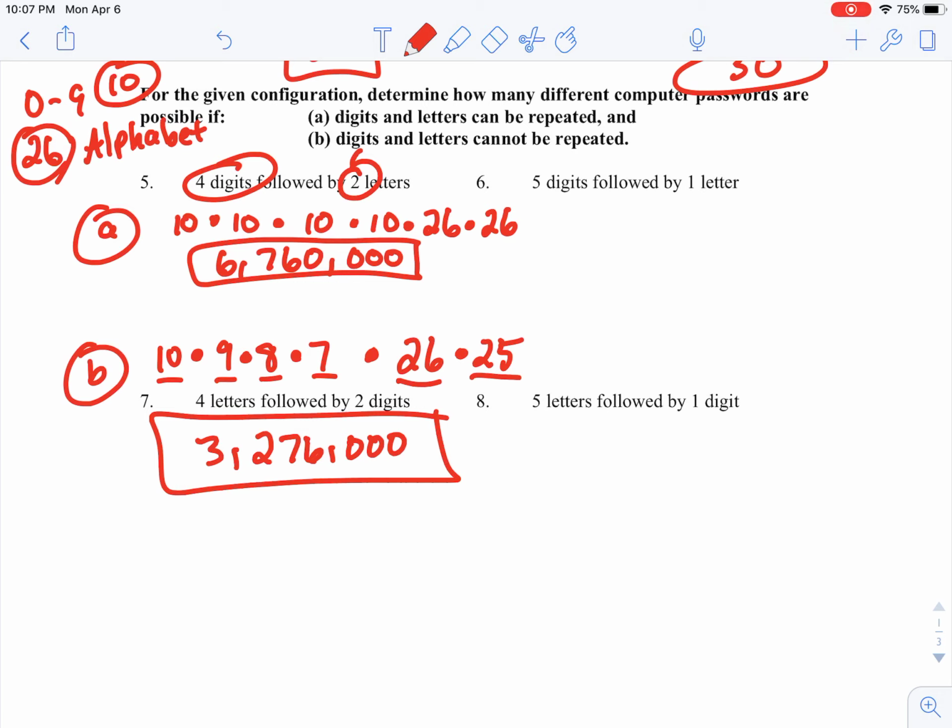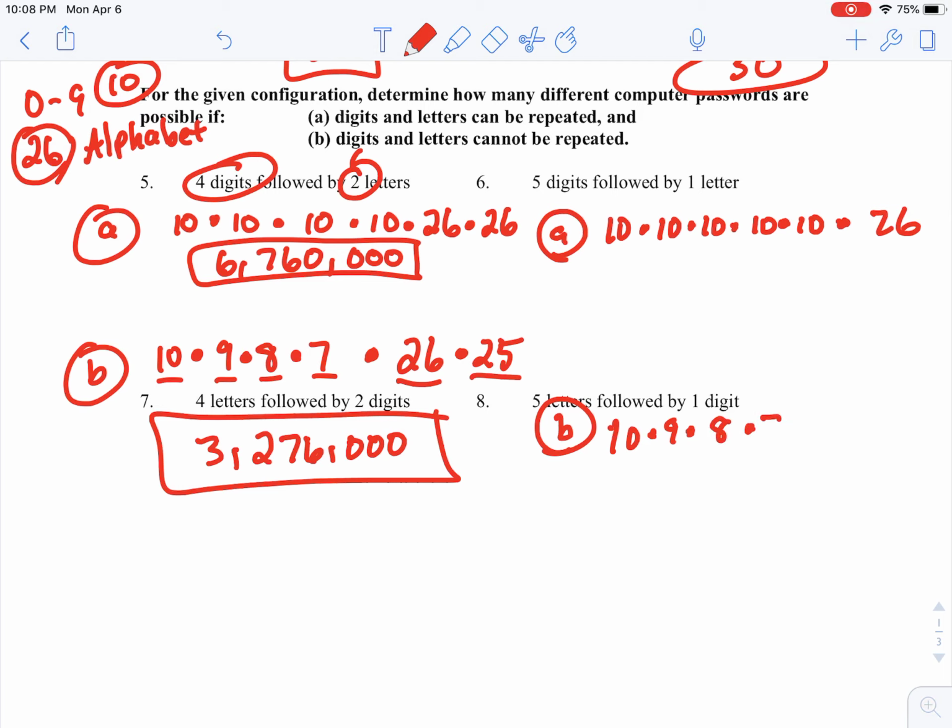All right, let's do it one more time. Again, you're doing each one of these problems twice. 5 digits followed by 1 letter. 10 times 10 times 10 times 10, 1, 2, 3, 4, 5 times 26. And then this one is going to be 10 times 9 times 8 times 7, I need 5 times 6 times, now 26. It doesn't go to 25 because when you pick your letter, you haven't picked any other letters, so you always start with that first one.